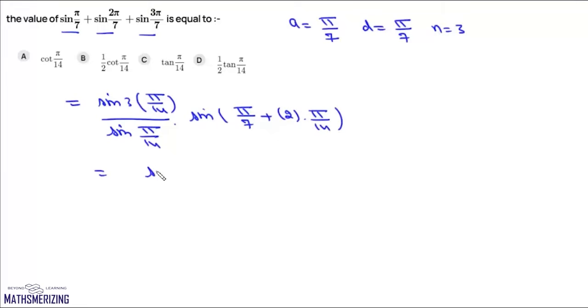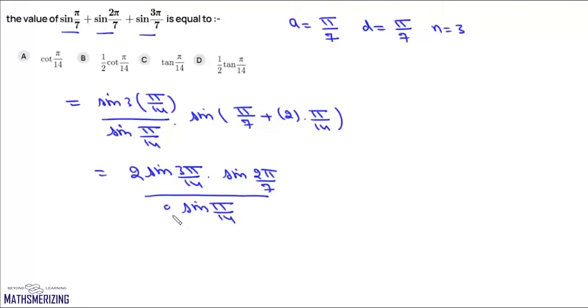So we'll get this as sine 3 pi by 14 into sine 2 pi by 7 upon sine pi by 14. Now we'll multiply with 2 and we'll divide it with 2. We can write this as 2 sine A sine B, which is cos A minus B minus cos A plus B.